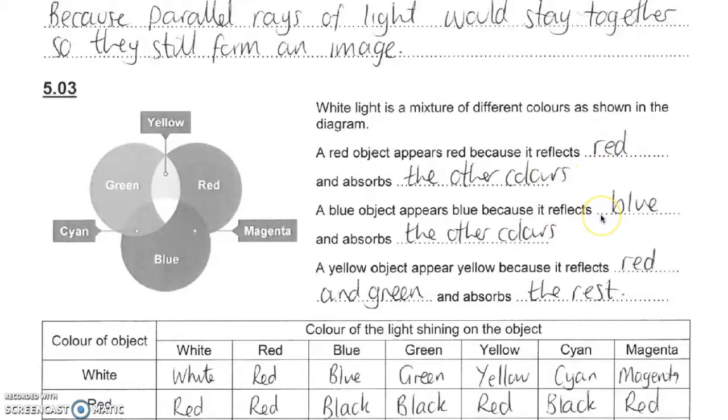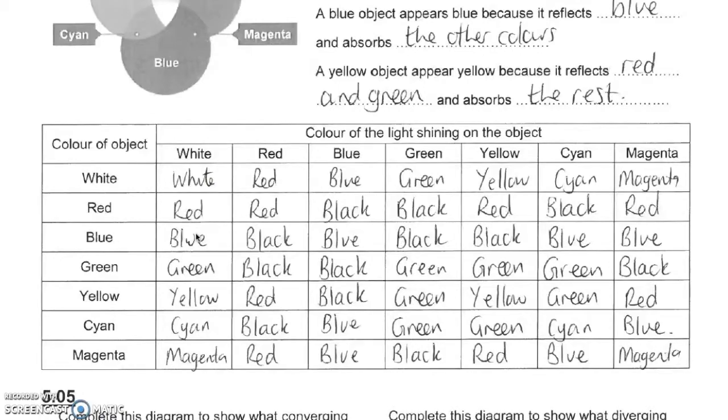Same thing for blue. It appears blue because the object reflects the blue light and absorbs all the other colors. If it's yellow, for example, it will reflect red and green and absorb the rest. So you just need to be aware: blue and green will give you a cyan color, blue and red will give you a magenta purple color, and green and red will give you a yellow color.